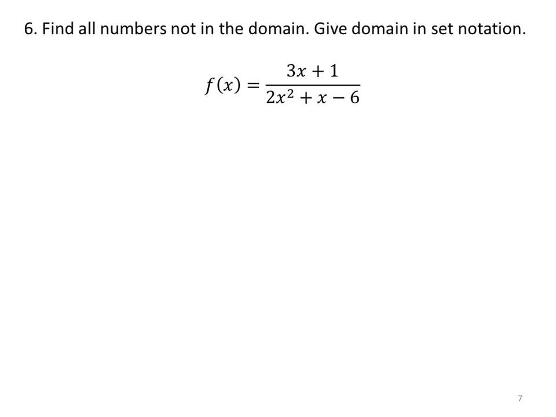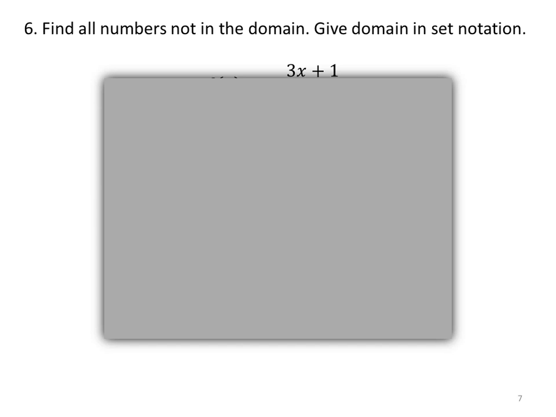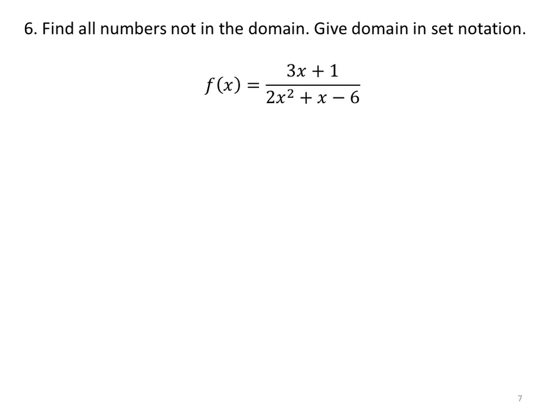And remember what you learned in class. This is what happens when somebody divides by 0. So you sure don't want to be responsible for that. So let's look at what numbers will make that denominator 0.